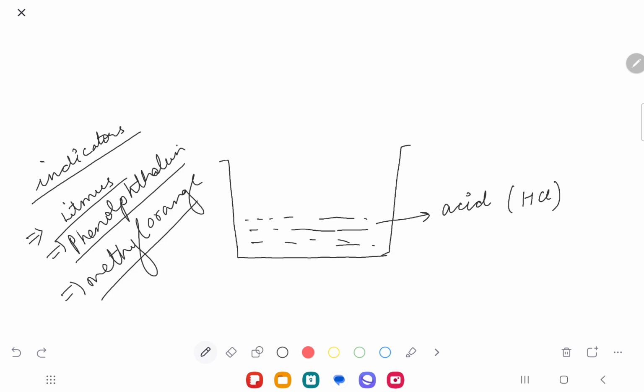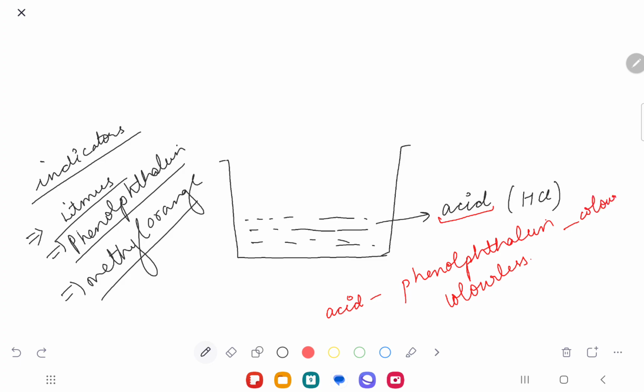And what is going to happen here with the indicators? So we have the acid. And here, let's suppose we know that the natural color of phenolphthalein is colorless. It is actually colorless. And in the presence of an acid, it still remains colorless. But when you add a base to phenolphthalein, it becomes pink.